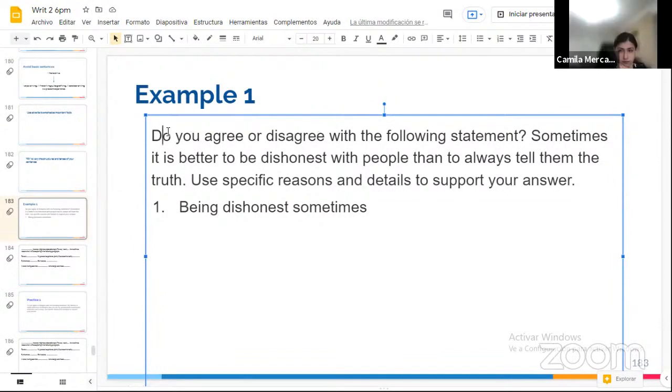Now here's the thing. As you can see in the question, you don't really have some specifics about what you need to write or how many reasons you should give. They just say use specific reasons and details to support your answer. They don't say something like give 2 reasons or 3 or 4. So that's a really good thing because you can really do whatever you want.